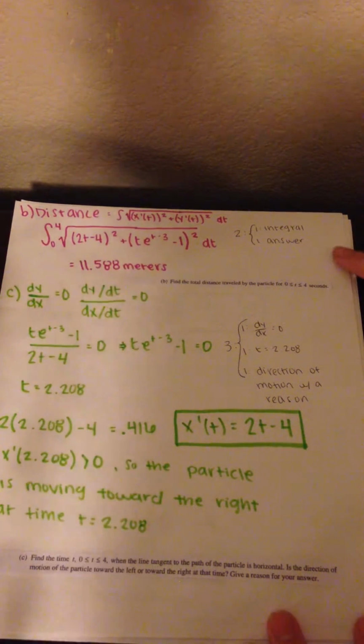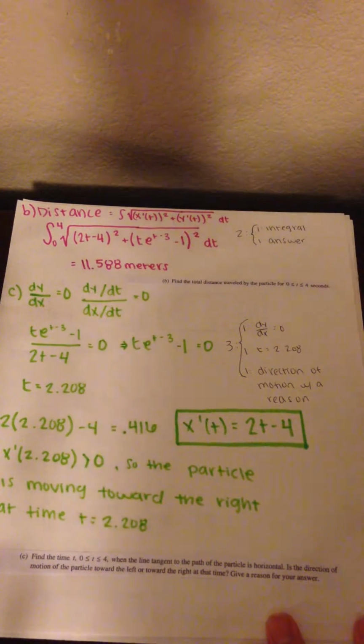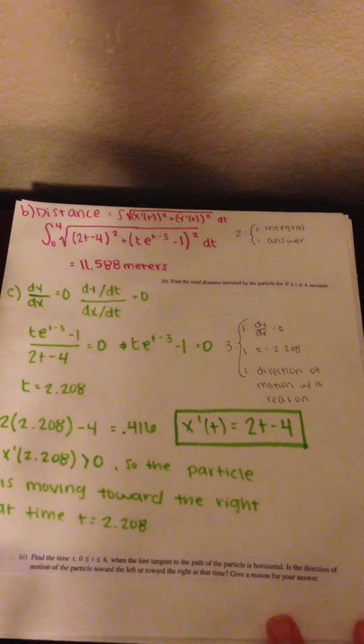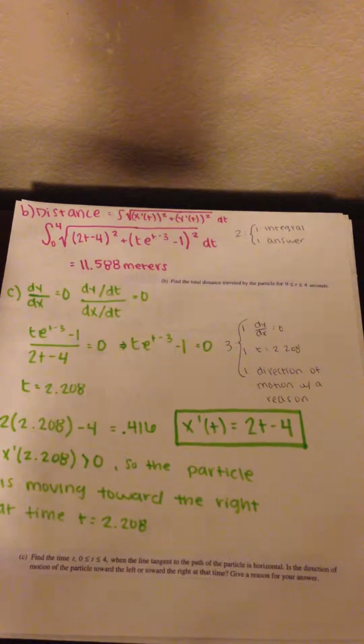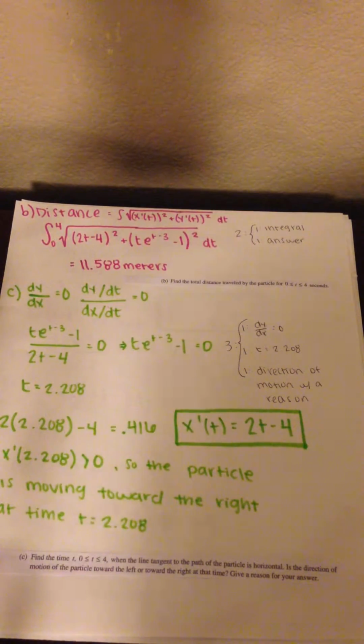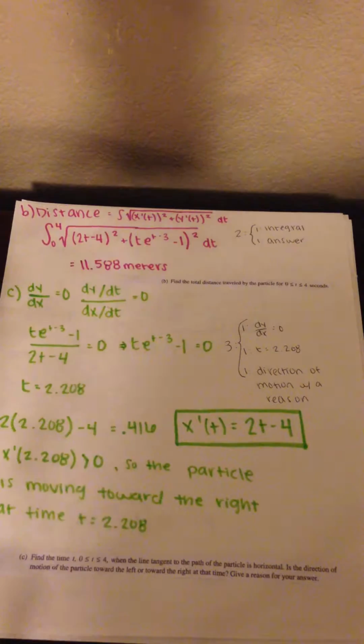For problem B, you're going to get 2 points: 1 point for the integral and 1 point for the answer. Problem C, you get 3 points: 1 point for having dy/dx set equal to 0, 1 point for finding t equals 2.208, and 1 point for the direction of motion with a good reason.